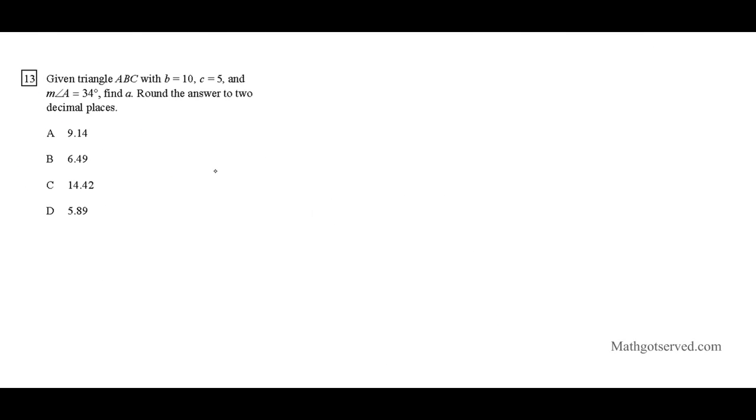Question 13 says, given triangle ABC with little b equals 10, little c equals 5, and angle A equals 34, find little a. So what formula are we going to use here? I have absolutely no idea, so let's draw a sketch of the situation, and after labeling it, we can determine the appropriate formula. All right, let's make a sketch.